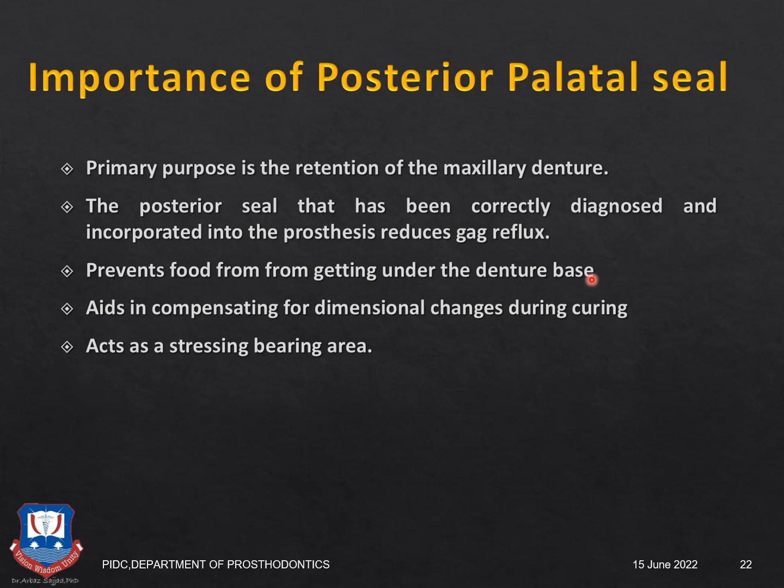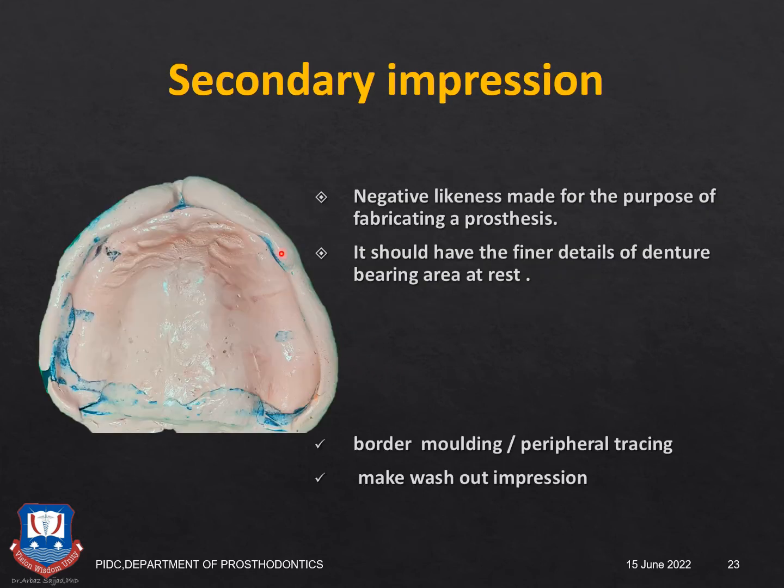So this keeps the denture clean and keeps the patient comfortable. Also, an accurately recorded posterior palatal seal will reduce or eliminate any kind of gag reflex that the patient may experience, and to a certain extent it also acts as a stress bearing area within the physiological limit. So this is a secondary impression.